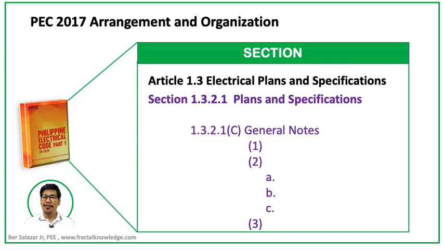If we break down Section 1.3.2.1 further, we have another sub-level of 1, 2, 3, 4, 5. And under sub-level 2, it has another sub-level of small a, b, c.